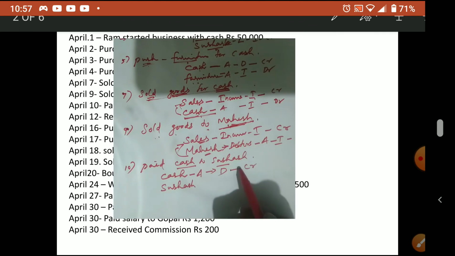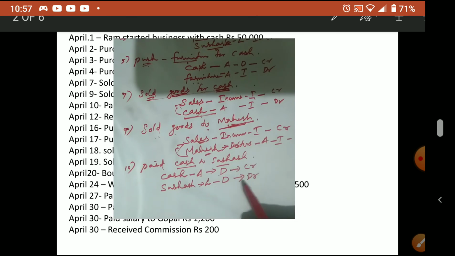Credit. Okay. Now Subhash is who? Subhash is to whom we pay money. To our creditor only we pay money. So creditor means liability. Liability decrease. So decrease in liability, what to do? Debit. Okay. So when I am saying this, you check with the rule.